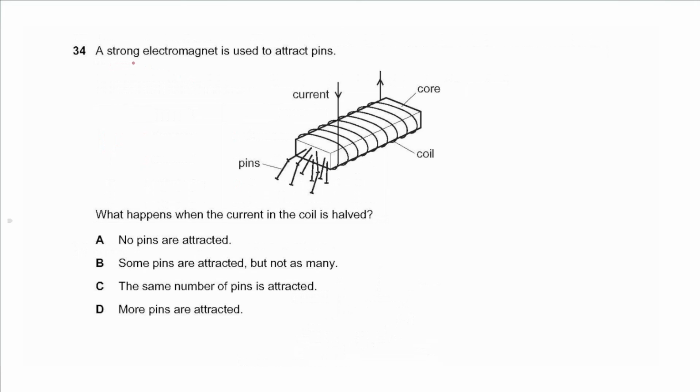Question 34 says a strong electromagnet is used to attract pins. What happens when the current in the coil is halved? So halved means decreases, so the magnetic field strength will decrease, so the attraction will decrease. No pins is not correct. There will still be some pins attracted, but not as many. Some pins are attracted, but not as many. The same number of pins is attracted? No, because the strength of the magnet decreased. More pins are attracted? No, this will happen if the current increased, not decreased. So the answer here is B.